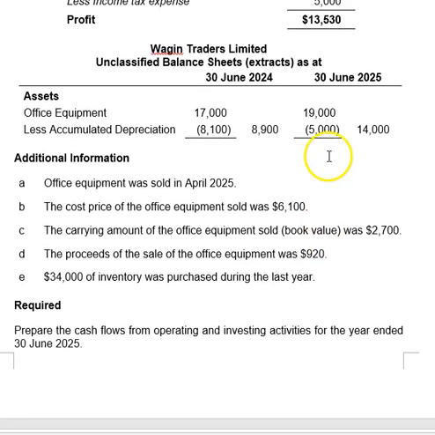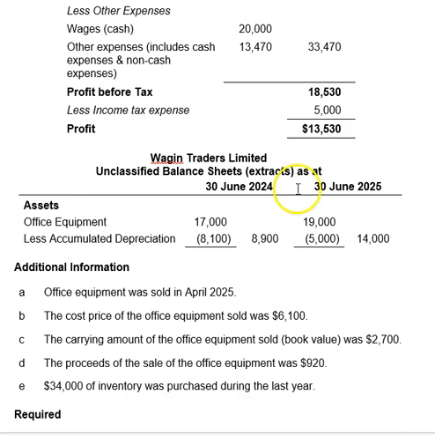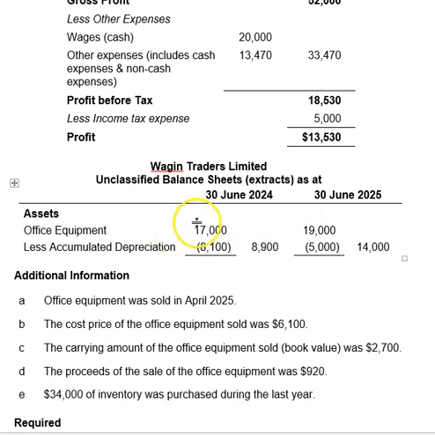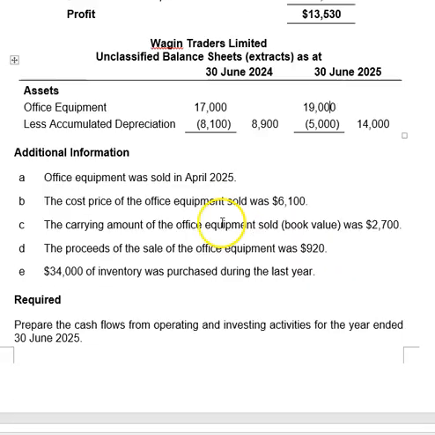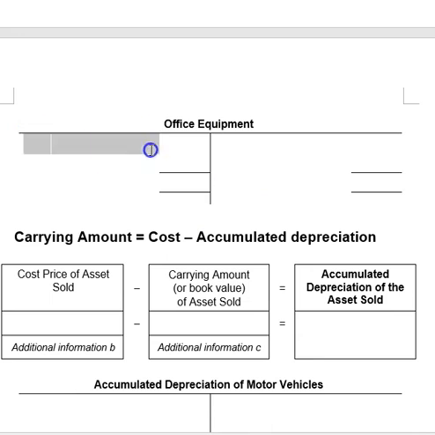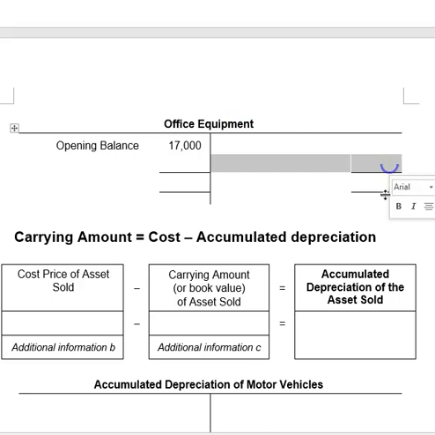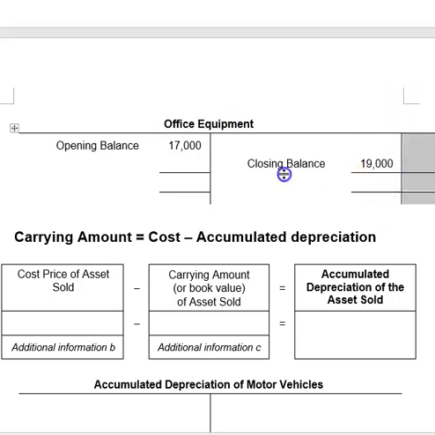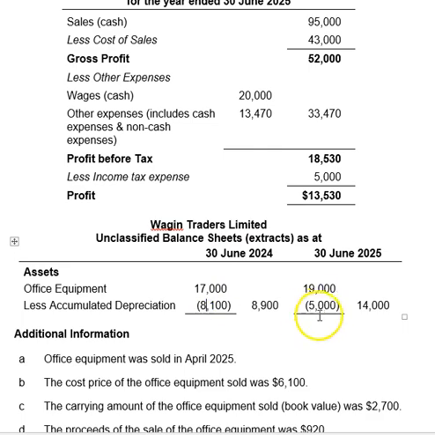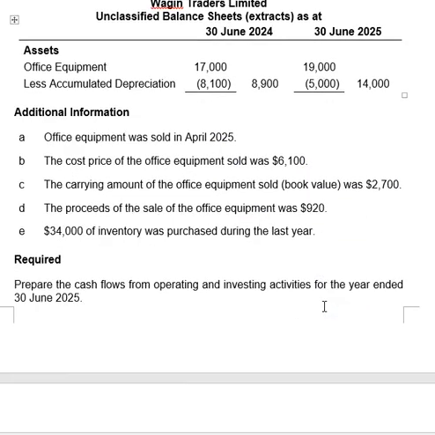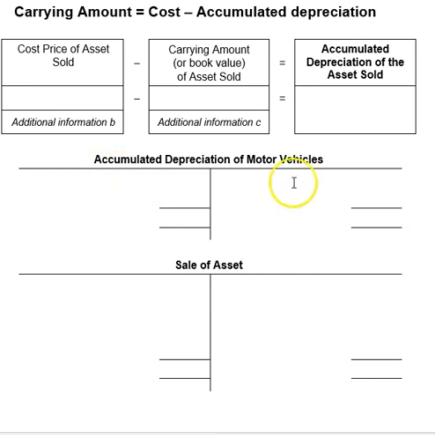First things first, we need to put in all the opening balance and closing balance. For example, the opening balance of office equipment is 17,000, and the closing balance of office equipment is 19,000. Then you have opening balance and closing balance for accumulated depreciation as well. So open up an accumulated depreciation account. Opening balance is 8,100. Closing balance here is 5,000.